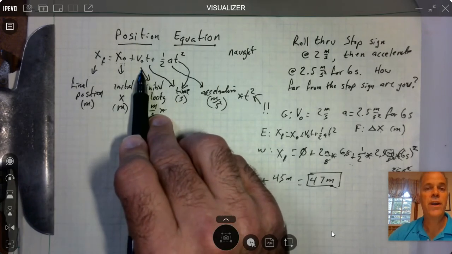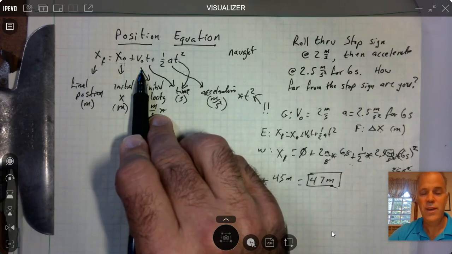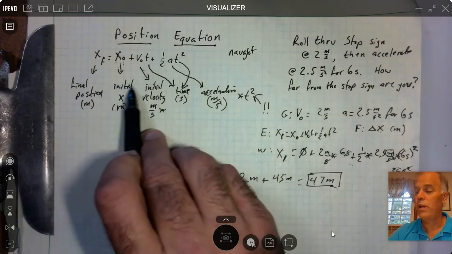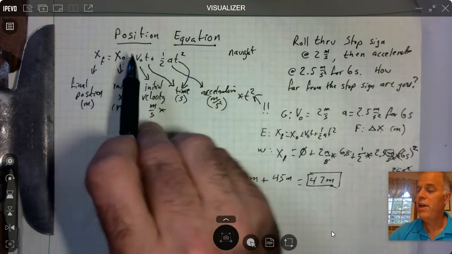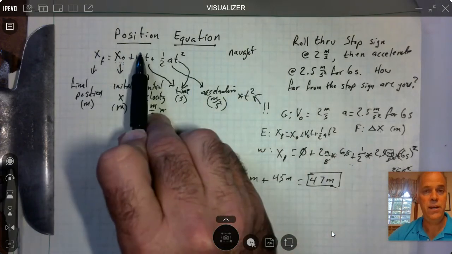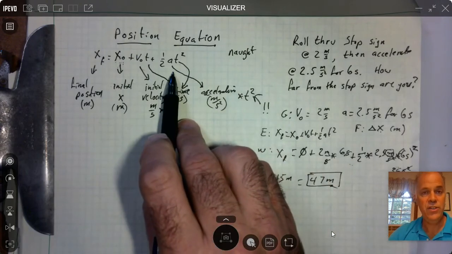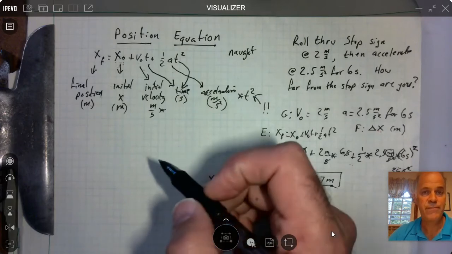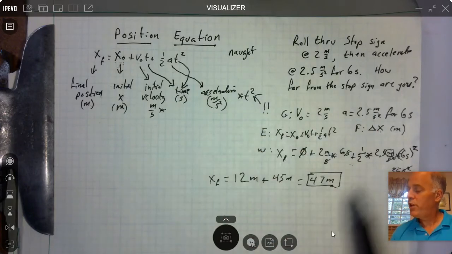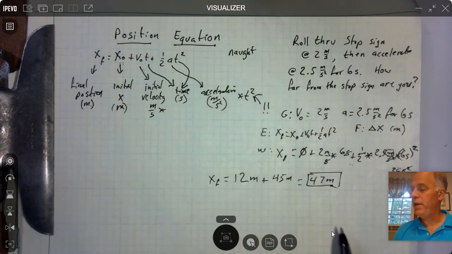This term is what its initial velocity does to it. Because if it's not accelerating, it's just rolling along at a constant speed, it's going to end up someplace other than where it started. So this handles the initial speed. And then if the speed changes, it accelerated, then this term handles the acceleration. Okay? So yeah, it comes out to be 47 meters.